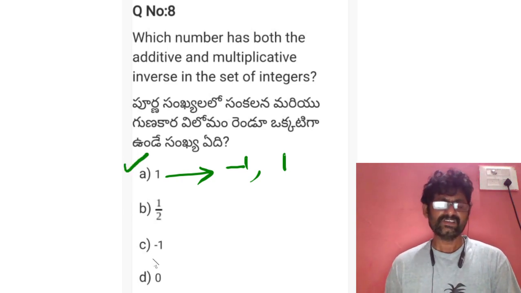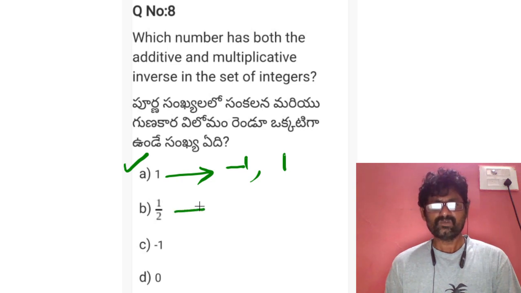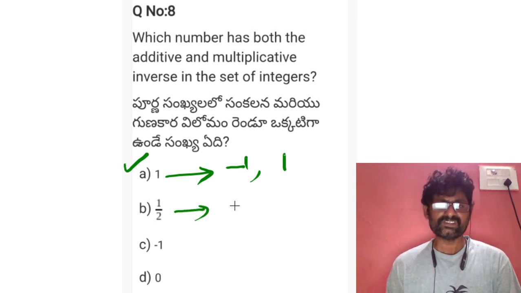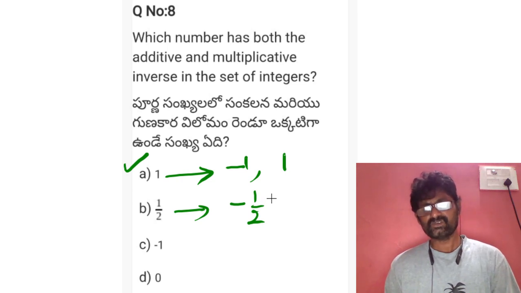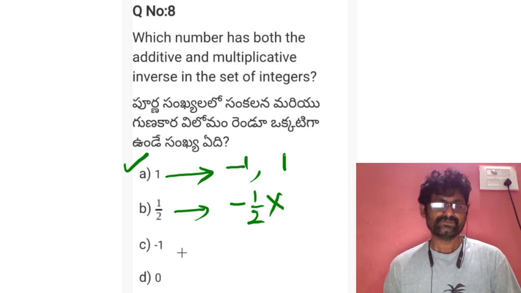So A is correct. Now check B. B is 1 by 2. For 1 by 2, the additive inverse is negative 1 by 2. This is not included in integers. So option B is wrong.